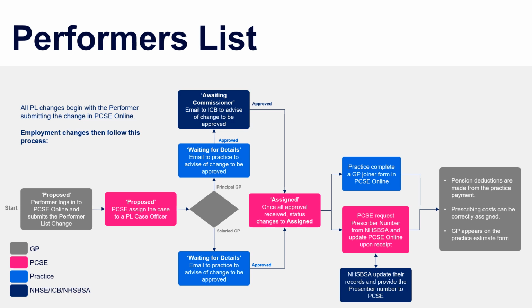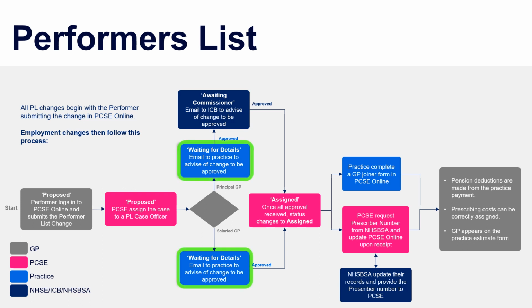In order to successfully complete an estimate form on behalf of your GP, you'll first need to make sure that the GP is aligned to your practice. When a GP joins, leaves, or changes their role at your practice, they'll need to log into their PCSE Online account and submit an employment change to PCSE. As soon as PCSE receive the employment change request from the GP, PCSE will send an email to the email address linked to that practice, alerting them that a GP has submitted an employment change request that requires the practice approval. It will then be down to the practice to approve or reject that change.